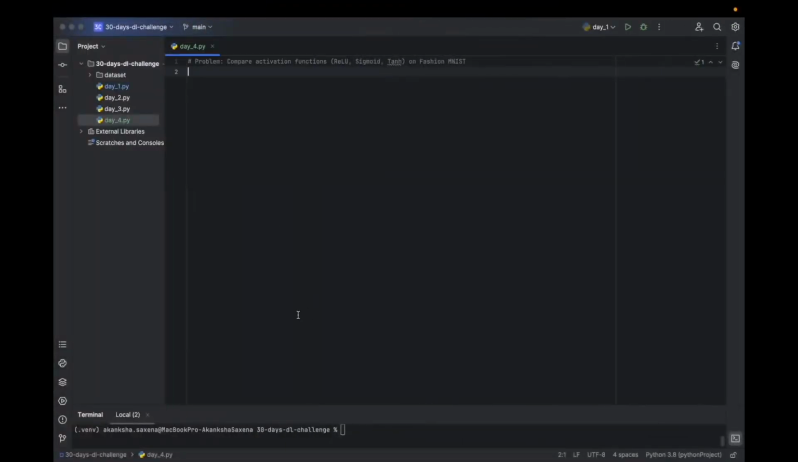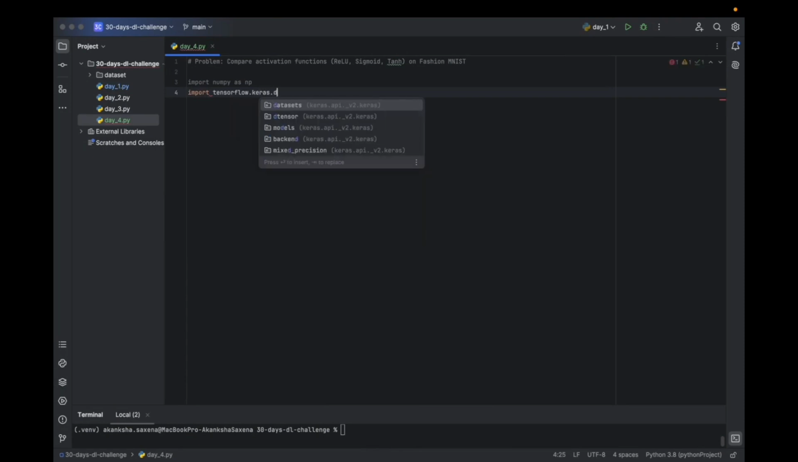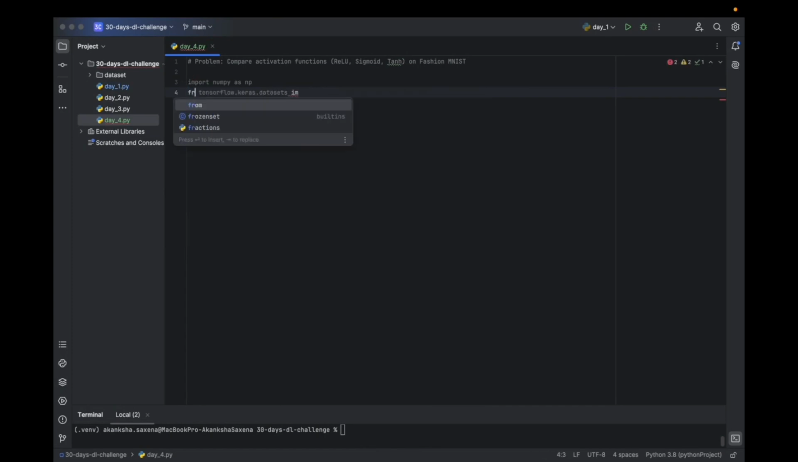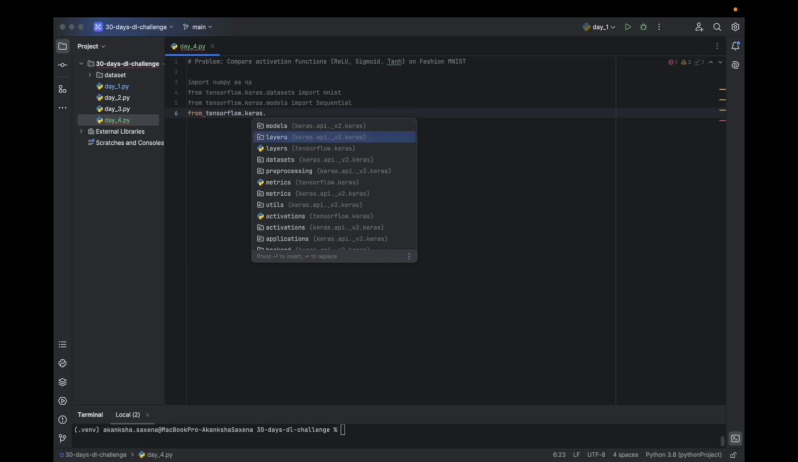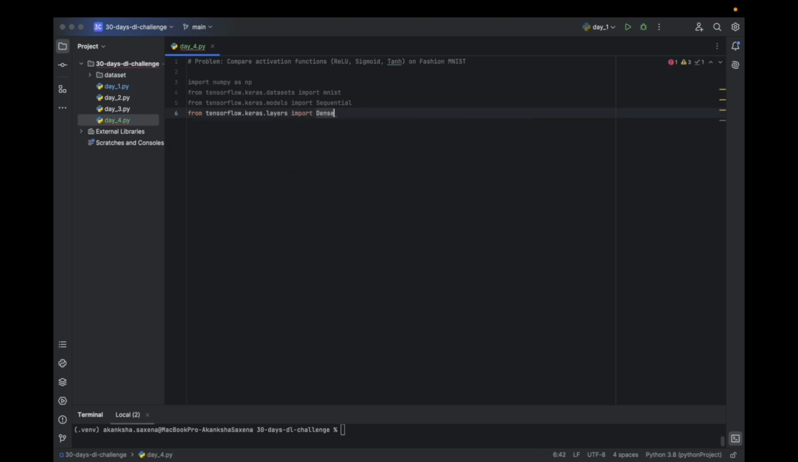Let's go to the code again and import the libraries. First, we will import numpy as np. Import tensorflow.keras.datasets, import mnist. From tensorflow.keras.models, import Sequential. We have already explored what that is. From tensorflow.keras.layers, import Dense layer.